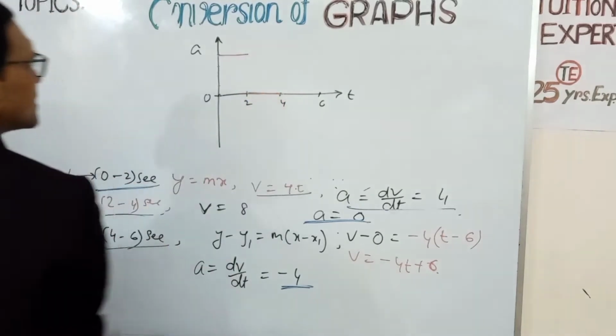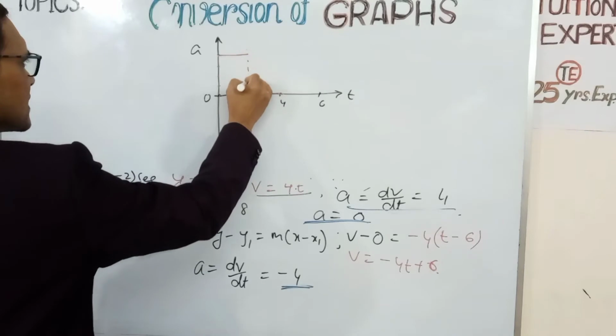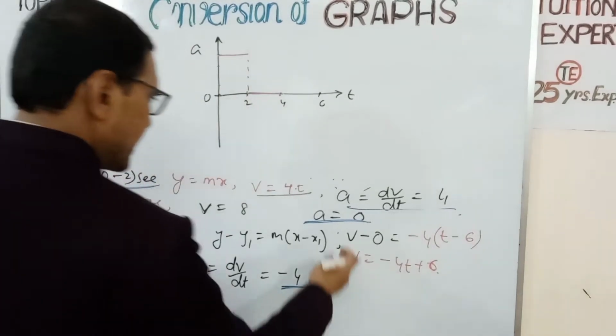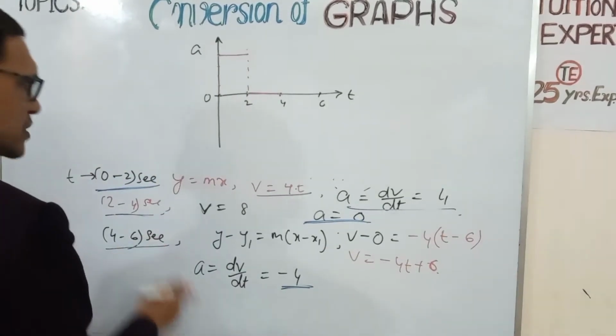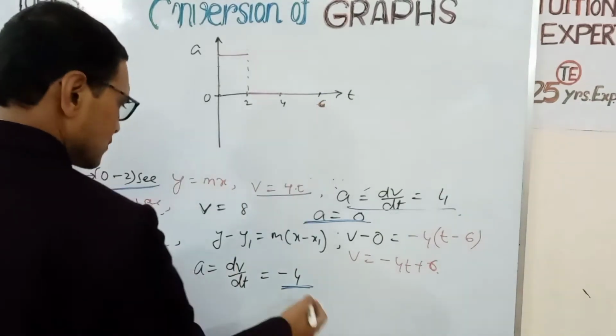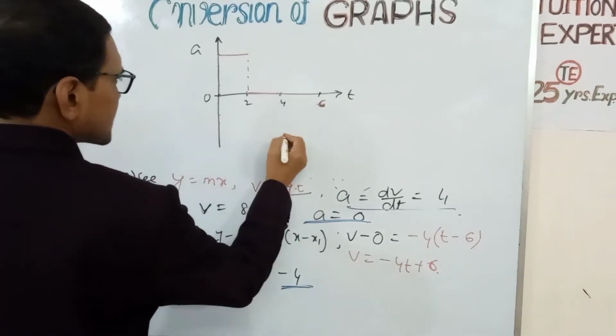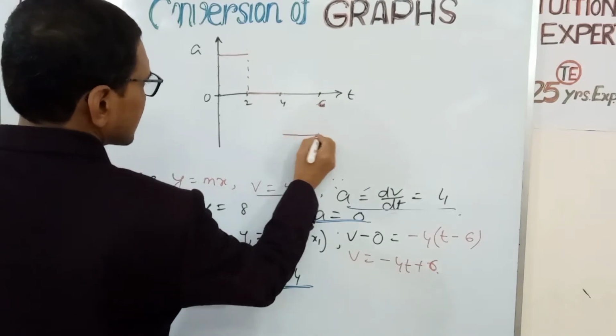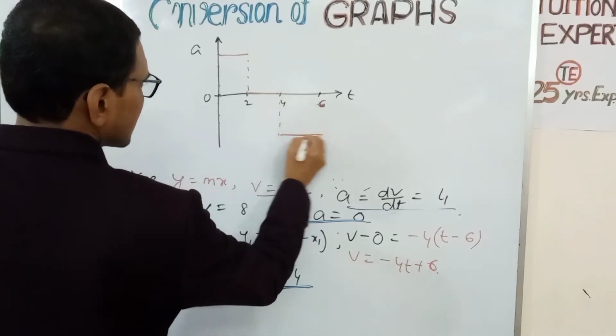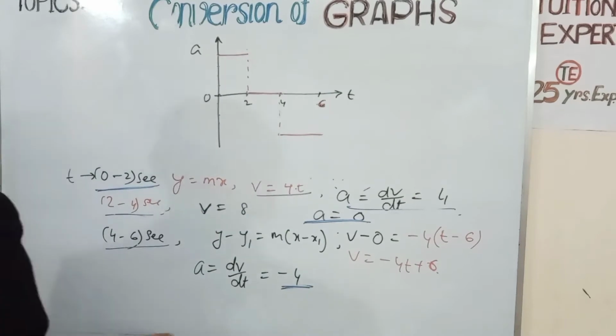This gap, this is a discontinuous graph, and 4 to 6 second, what is the acceleration? Minus 4, that is 1, 2, 3, 4, minus 4, that is this. So this is the AT graph.